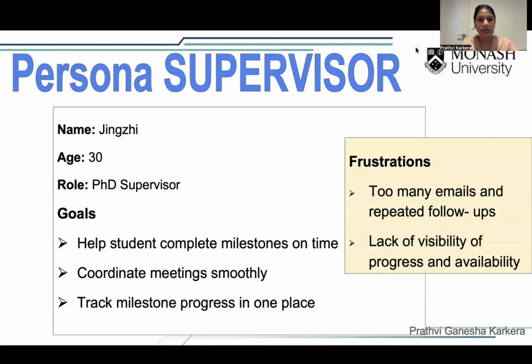Our next persona is supervisor Jingxi. She manages multiple students. Her main goals are to help students complete milestones on time, coordinate meetings smoothly, and track progress in one place. However, she is frustrated as she faces several challenges. There are too many emails and constant follow-ups, which makes communication inefficient, and there is no clear visibility of the progress or availability, which makes planning harder.